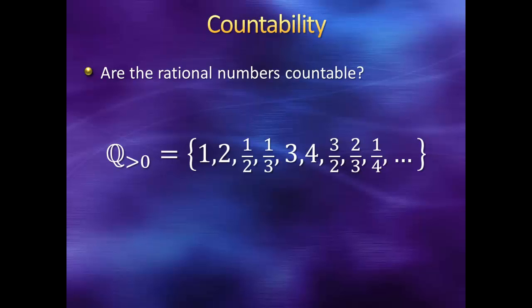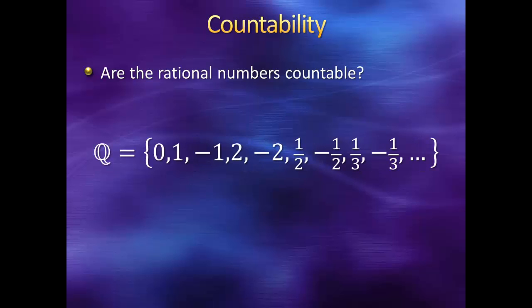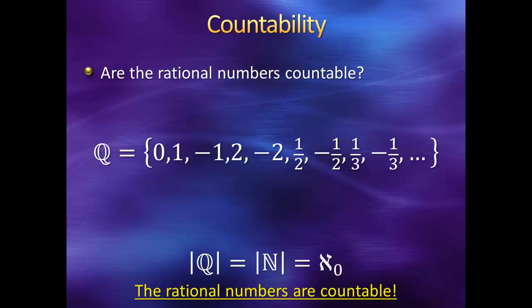Then to extend this to all the rational numbers, positive, negative, and 0, we can use the same strategy as the integers, listing 0 first, then swapping between positive and negative rationals in the order we just discovered. And there you have it. We've managed to find a way to list every single rational number. Thus, the rational numbers, believe it or not, are actually countable.